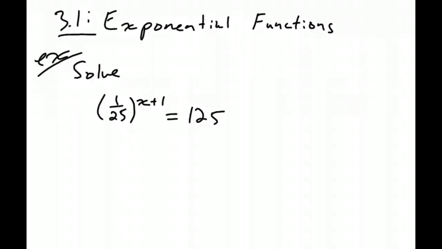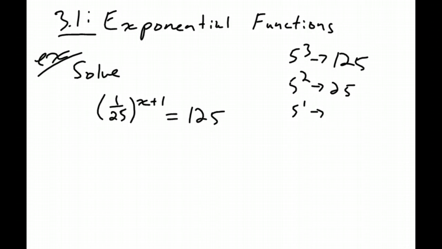I have 1 over 25, and I have 125. So I'm going to look at the bases of 5. 5 cubed is 125. 5 squared is 25. 5 to the first is 5. 5 to the 0 is 1. Anything to the 0 power is 1. That's going to come in handy later.